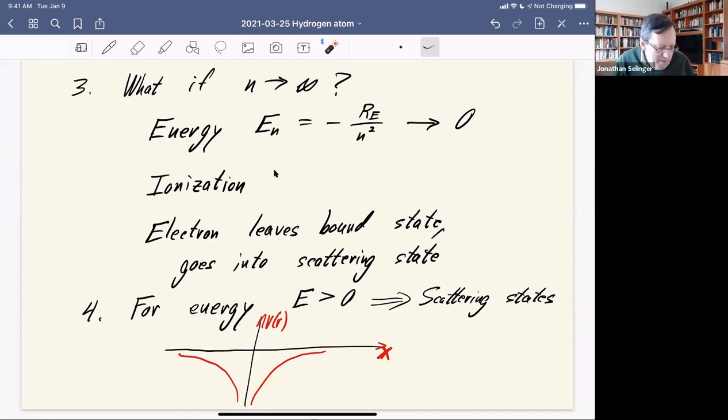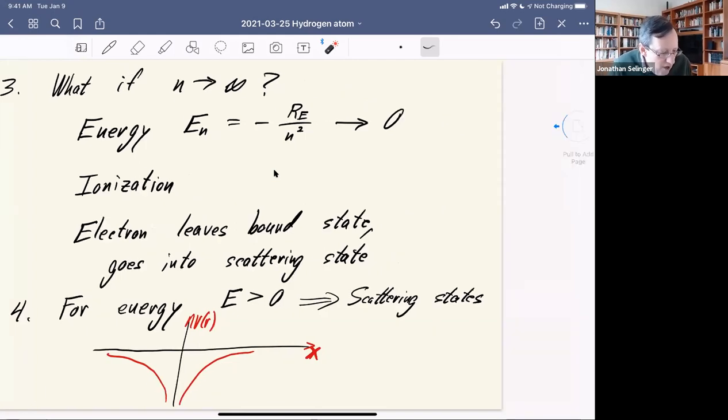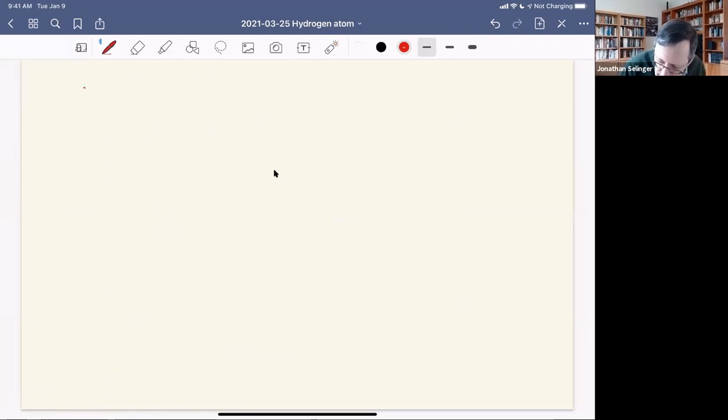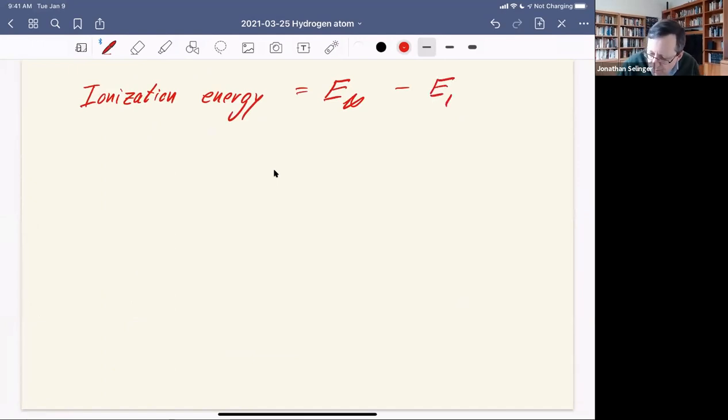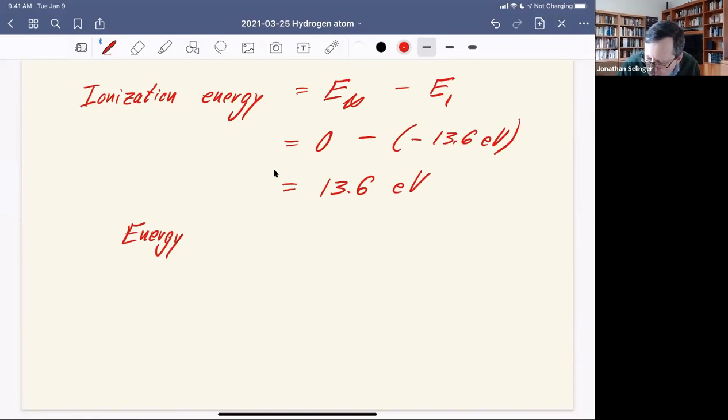And so there is some energy to take the electron far from the proton, and that is called the ionization energy. That is E at infinity minus E in the lowest energy state. So this is zero, that's the energy at infinity, minus negative 13.6 electron volts. So that is positive 13.6 electron volts. That's the energy required to move the electron far from the proton.